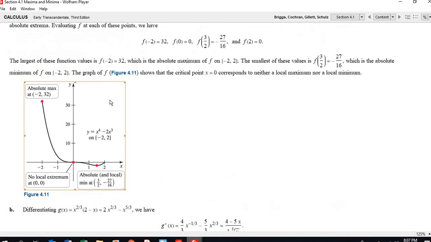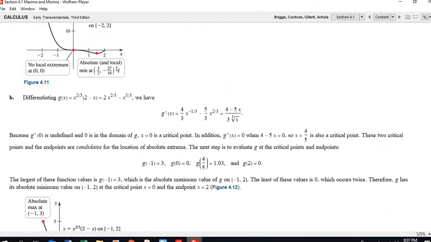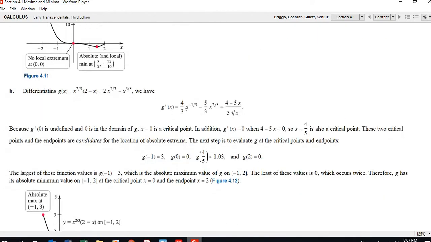Okay? So there's a second example right here. B, they do an exact same example for you, x to the 2/3 times 2 minus x. And they work that out for you. Notice that you get a critical number of 0 because you have an x in the bottom, and so you have to take that into consideration because it is a critical number because that's where g prime is undefined.